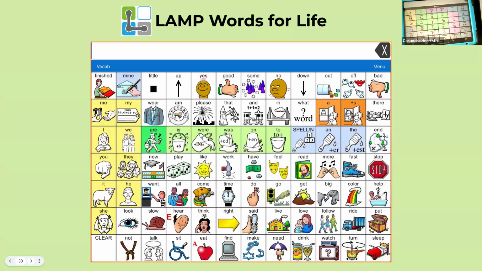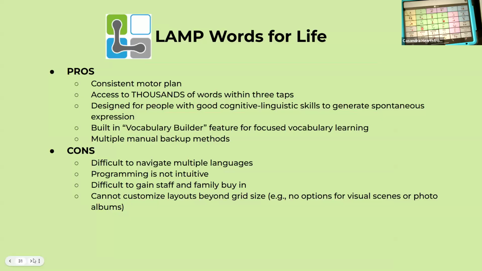And lastly, I just want to show you LAMP Words for Life. Some pros for LAMP is that it has a consistent motor plan. You can only find the word in one spot on the whole device. It's right there. So once you learn where the words you use frequently are, they are always there. Just like the Q on your keyboard is always where it is, and the M is always where it is, you can always find your words in the same place on LAMP.